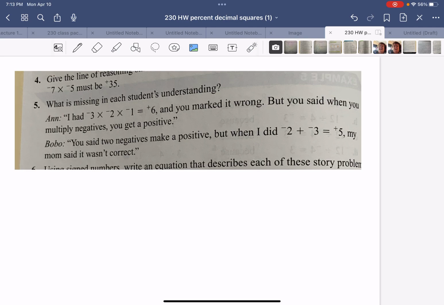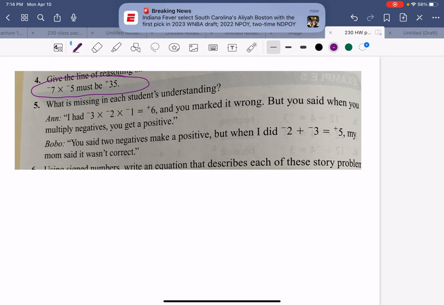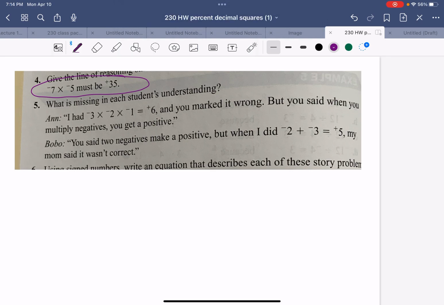So first of all, where was when you said multiply negatives, you get a positive? Well, when you think about the net result of what we're doing, for example, up here, you can actually see it. It says -7 times -5 must be +35. And so typically, when you multiply a negative times a negative, it becomes positive. So the misunderstanding here, you just want to say why, in this case, when you're multiplying negatives, does this one turn out to be negative?